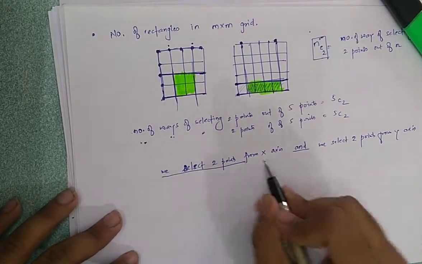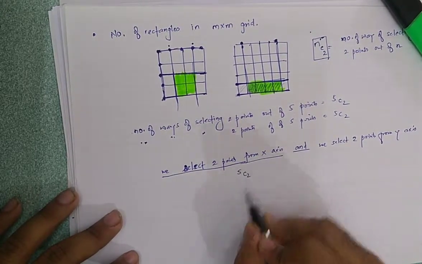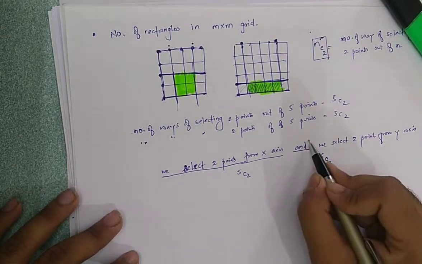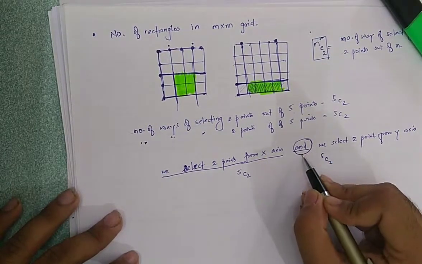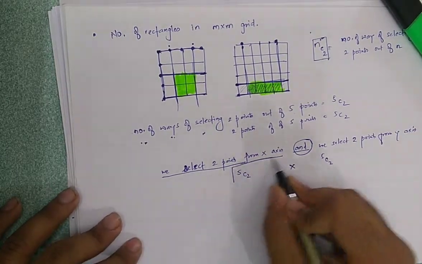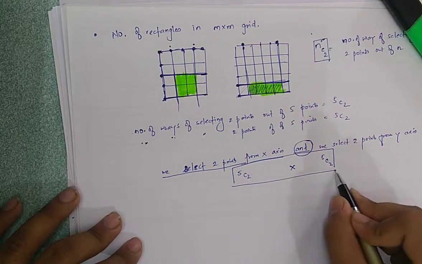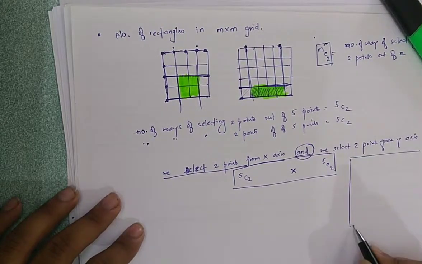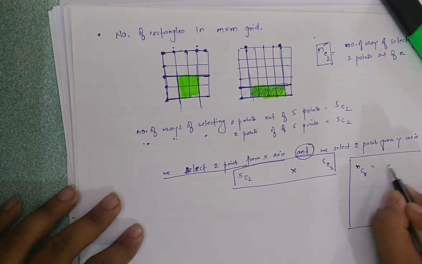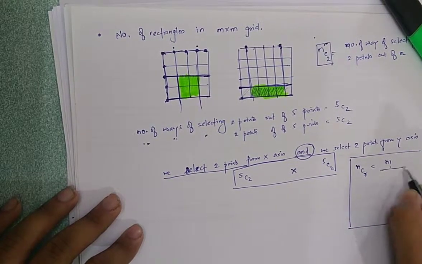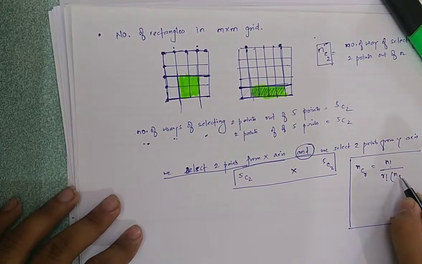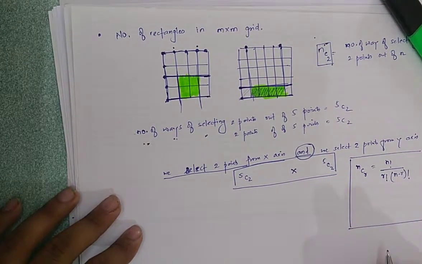Number of ways of selecting 2 points from the x-axis becomes 5C2. Number of ways of selecting 2 points from the y-axis becomes 5C2. The sign for AND in permutation and combination is multiplication. So 5C2 into 5C2. Now what is the formula for nCr? The formula for nCr is n factorial divided by r factorial into (n minus r) factorial.